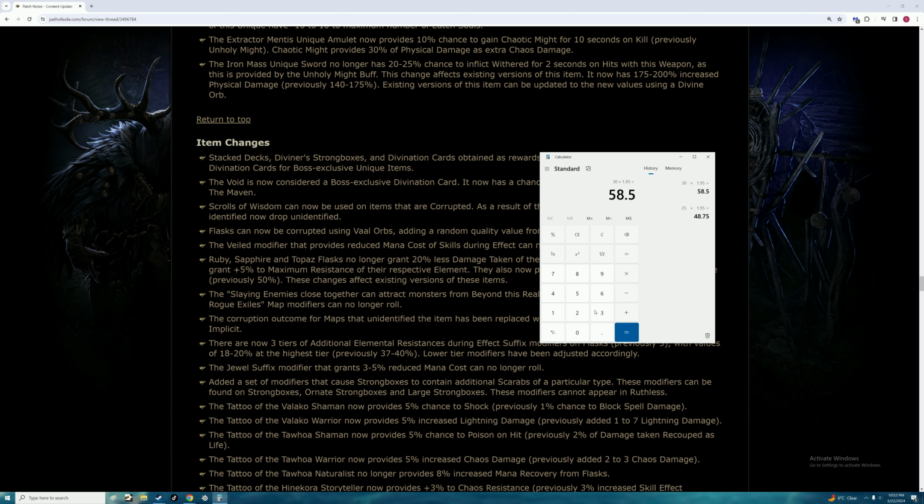So it's 30 times 195. You get 58.5 less elemental resistances than before, and also you lose the 20 less damage taken. 20 times 195, it's 39% less damage taken. What this means is, in a previous league, so if right now in this league you take 100 damage, in a previous league you'd only take 61 damage. So 100 divided by 61, it means that in Necropolis you are going to take 64% increased damage taken compared to what you used to take in a previous league.